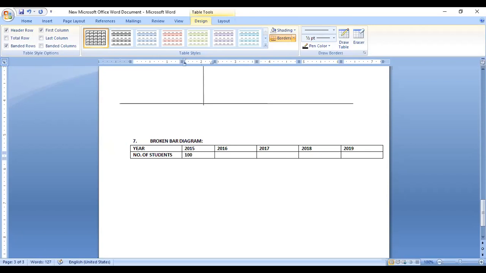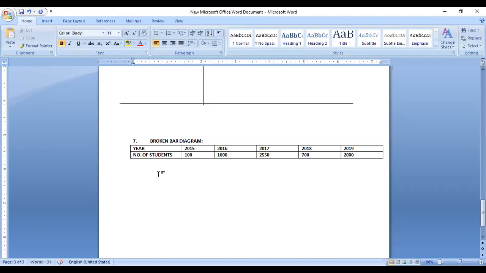One hundred, 1000, 2550, 700, and 2000. This is the data that is given. Then you can see variations are there. Very big figures are there. Very small figures are there. How to show? Okay. Now solution.